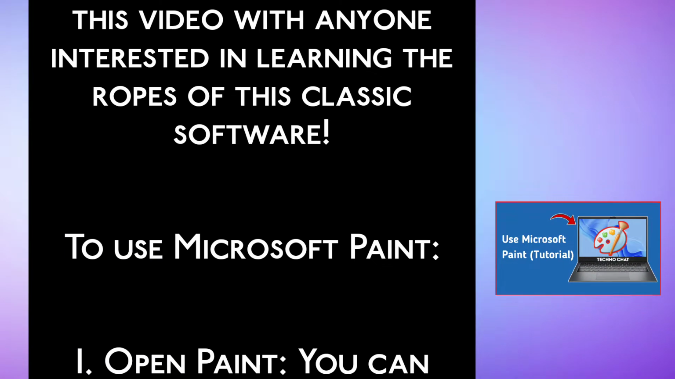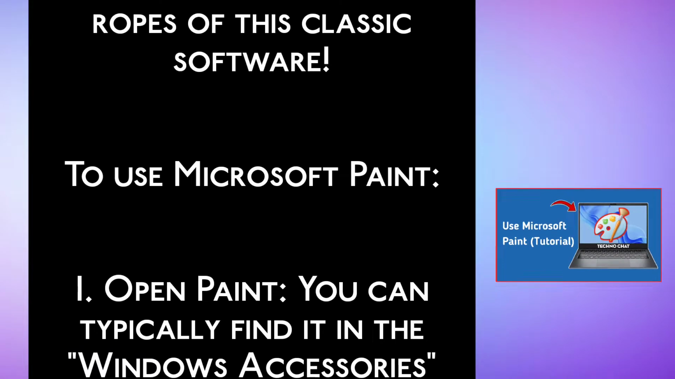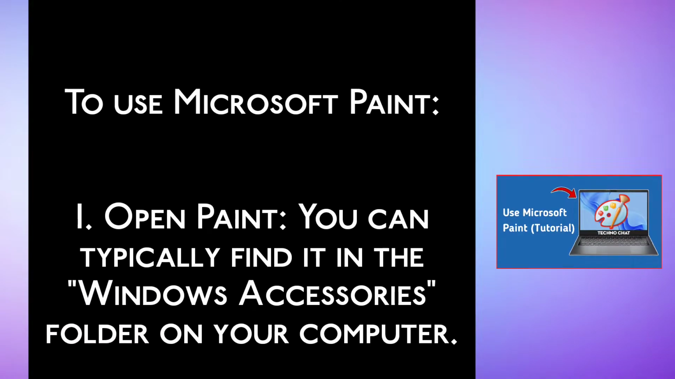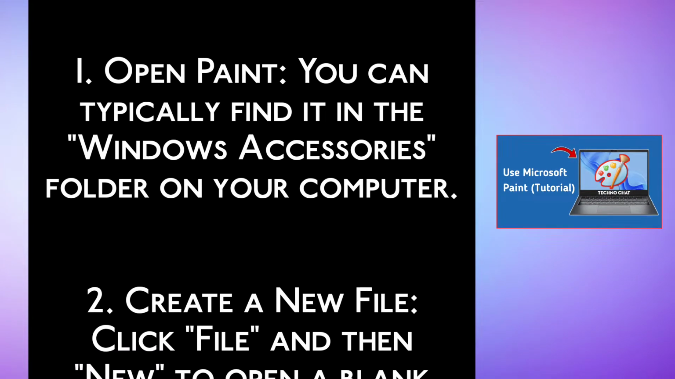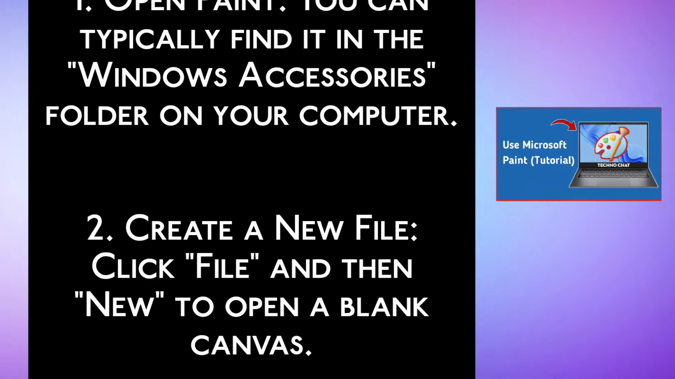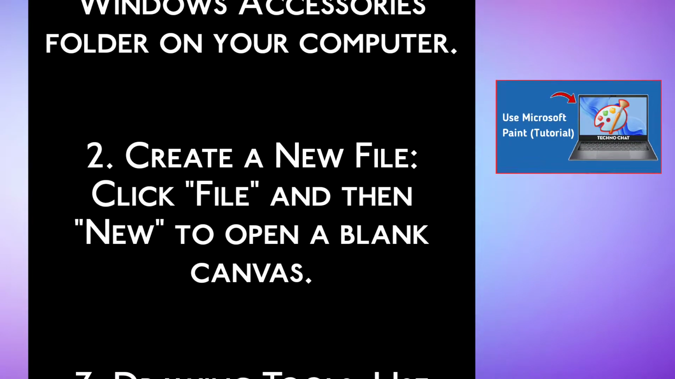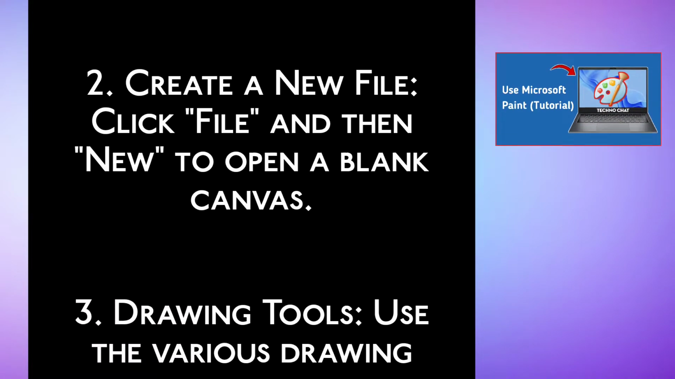of this classic software. To use Microsoft Paint, Step 1. Open Paint. You can typically find it in the Windows Accessories folder on your computer. Step 2. Create a new file. Click File and then New to open a blank canvas.